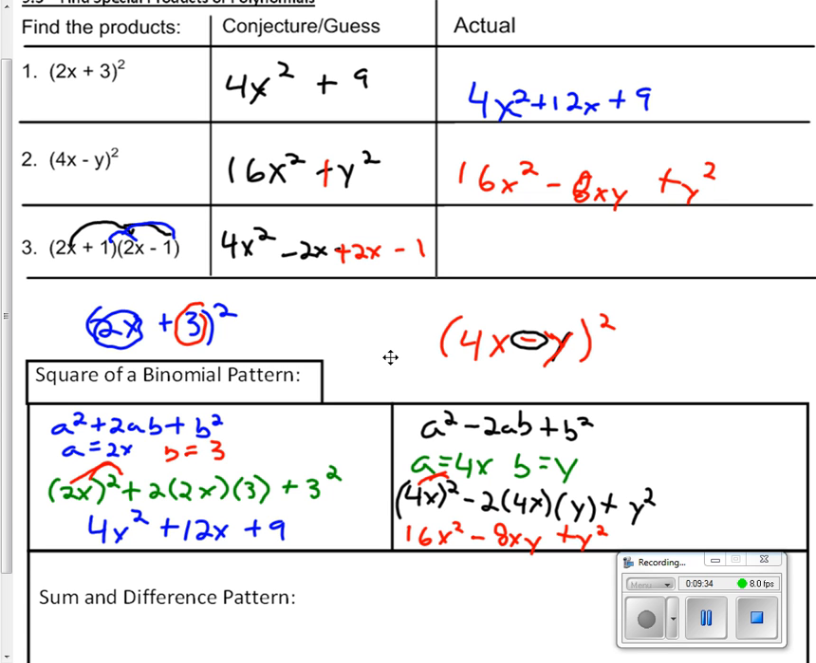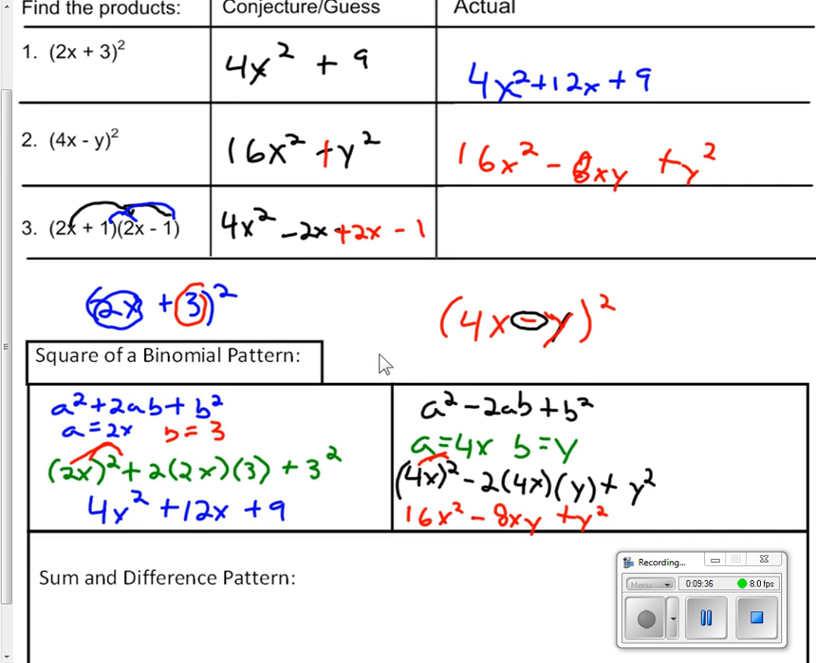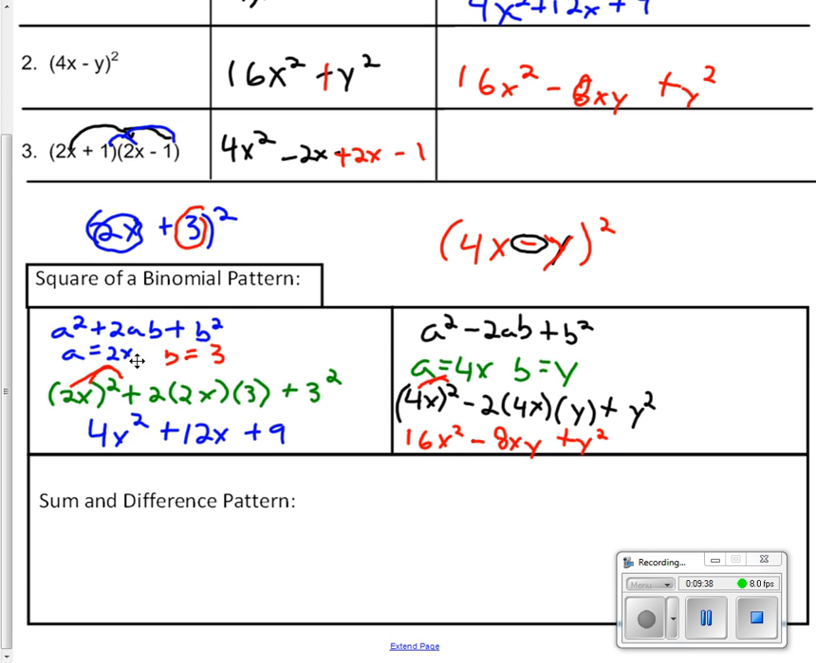So we have to be careful of what's going on here. The sum and difference pattern is probably the easiest one, the most useful one that there is. Most of the time with the square of the binomial pattern, instead we're just going to use our double distributing. We're not going to remember the pattern. If you can double distribute, you don't even have to use this pattern. It's just something that will help you, maybe makes it a little quicker for you.